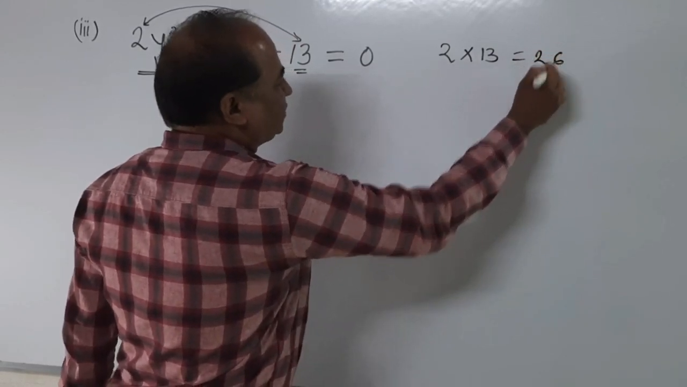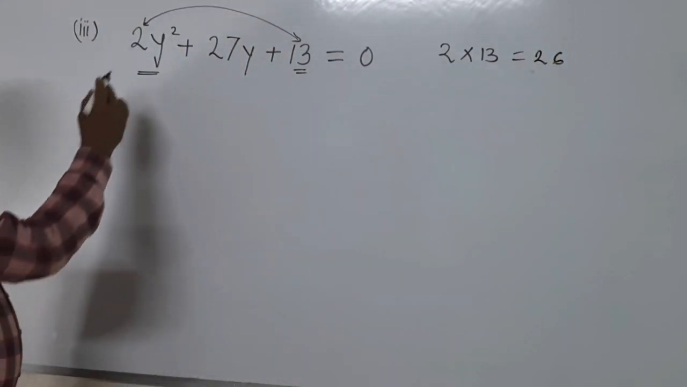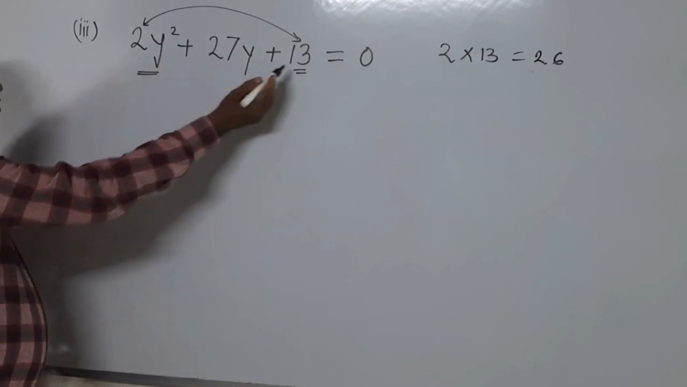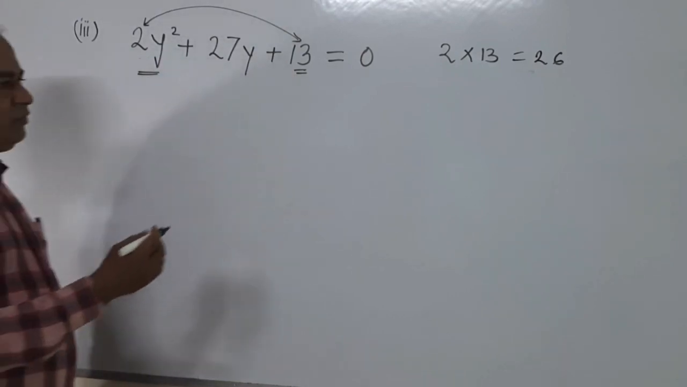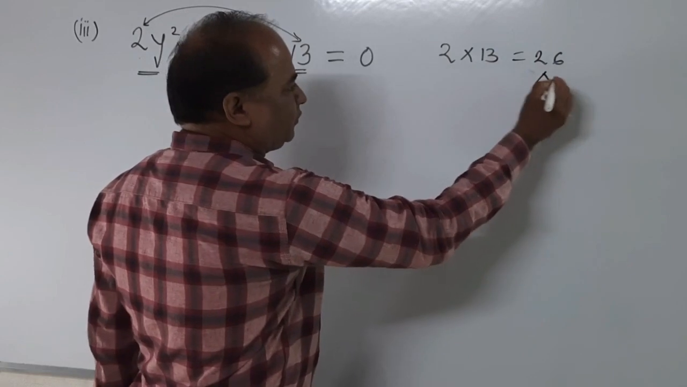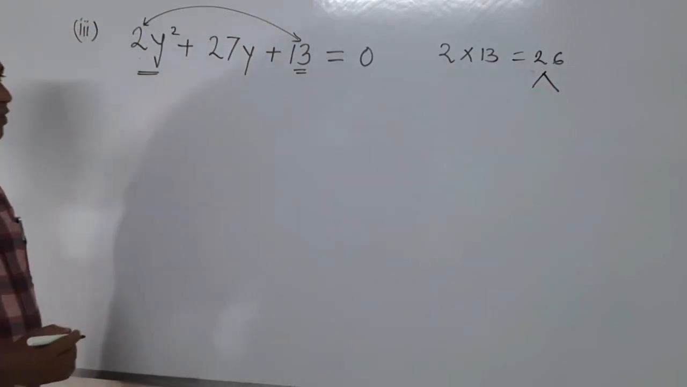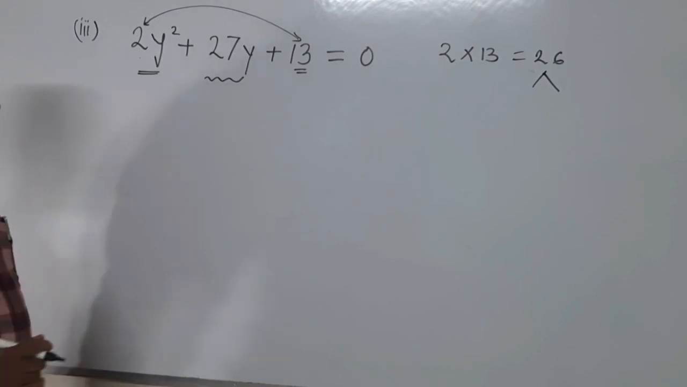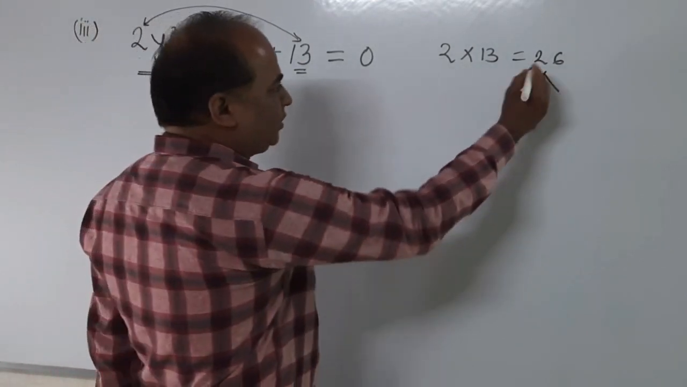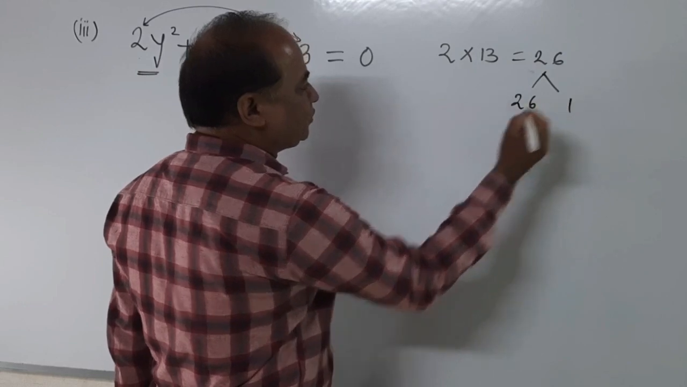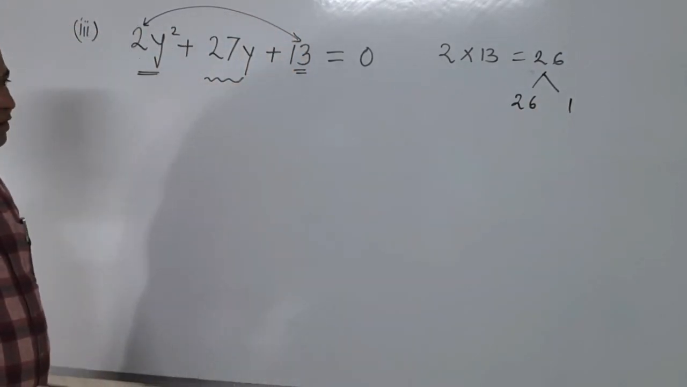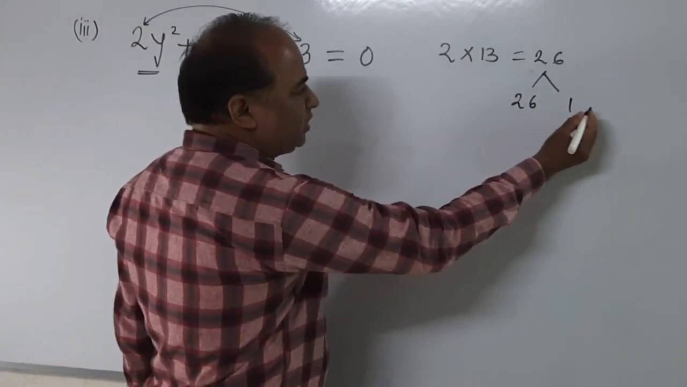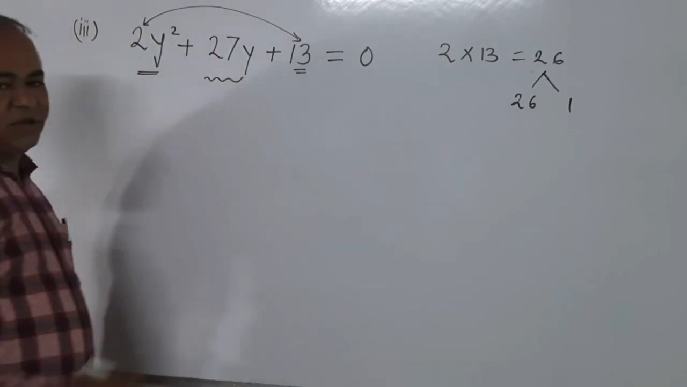2 times 13 is 26. We have to multiply the coefficient of the first term into the third term, and we have to find the factors of that product, such that the middle term comes to 27, either by sum or difference. So here the factors of 26 are 26 and 1, and 26 plus 1 is equal to 27.